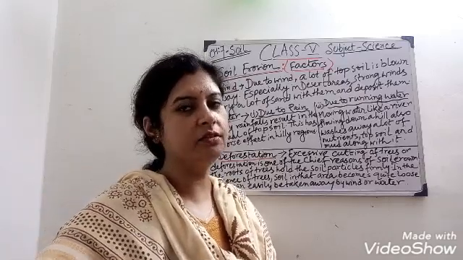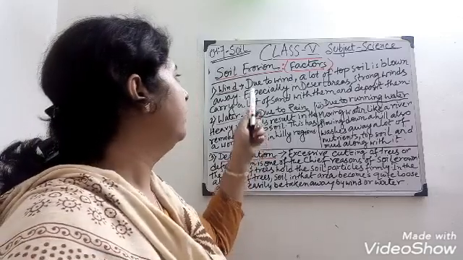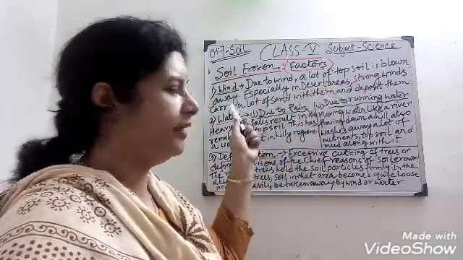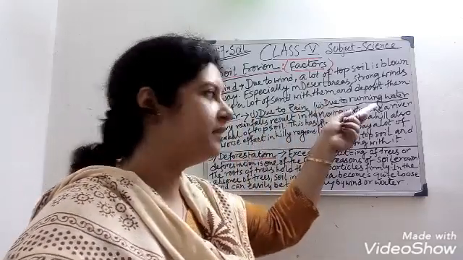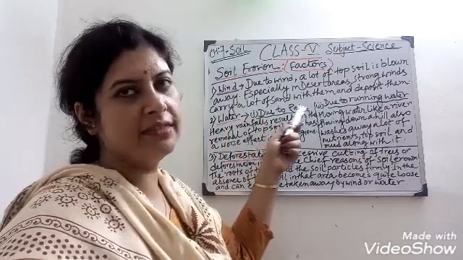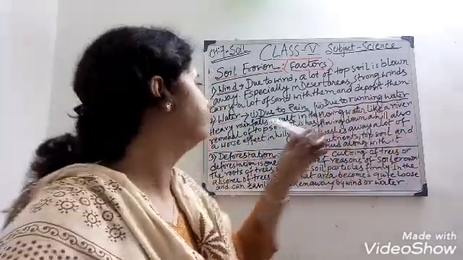Now the factors of soil erosion. First factor, wind. Due to wind, a lot of topsoil is blown away, especially in desert areas. Strong winds carry a lot of sand with them and deposit it in another place.